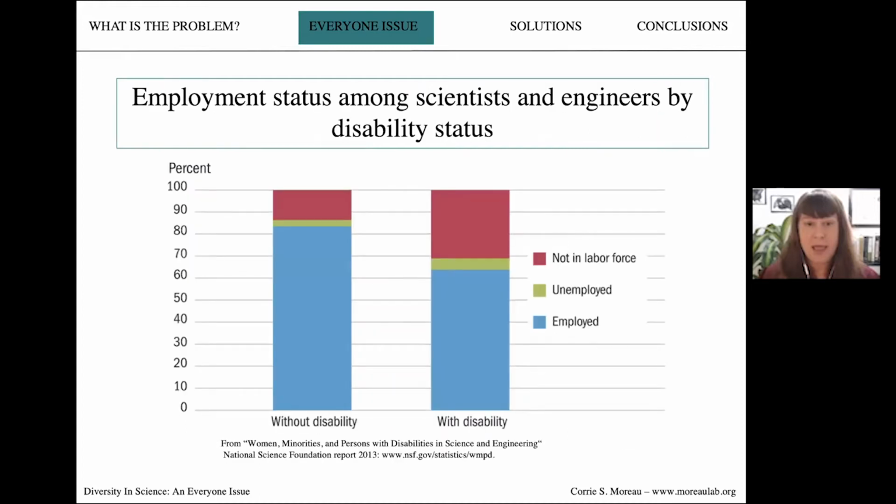Disability status is also something that people often don't consider, and we actually don't have as much data on it as we probably should. But if we look here at the employment status of scientists and engineers by disability status, we can see that, of course, without disabilities, you're more likely to be employed. And if you're with a disability, you're less likely to be in the labor force, which is pretty unfortunate.